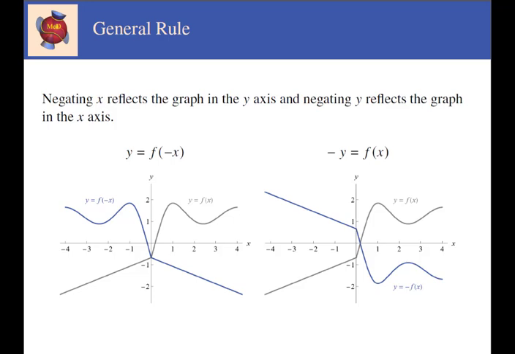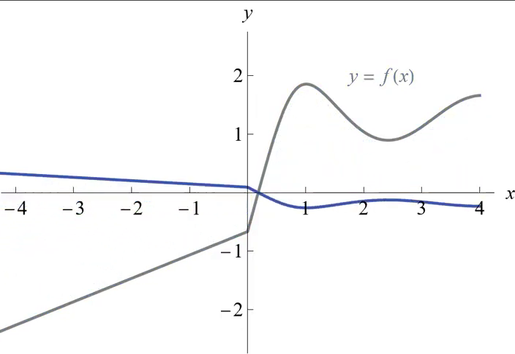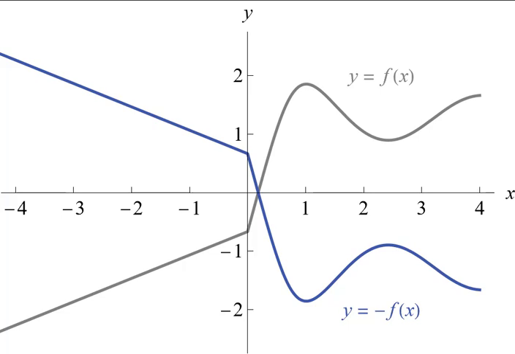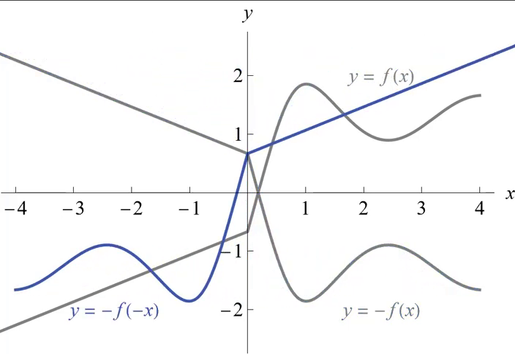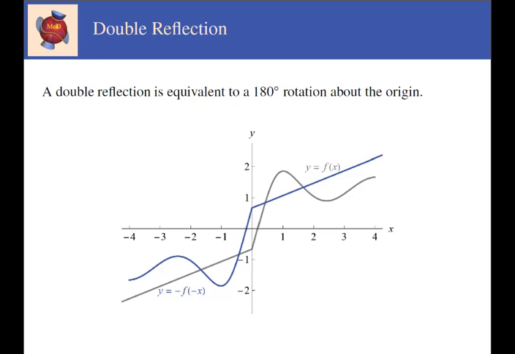Notice on the right, we write the equation as minus y equals f of x, whereas we usually write that as y equals minus f of x. But this way makes it more clear what the general rule is. Of course, you can also reflect in both axes. Now, reflecting in both axes is equivalent to a 180-degree rotation about the origin.